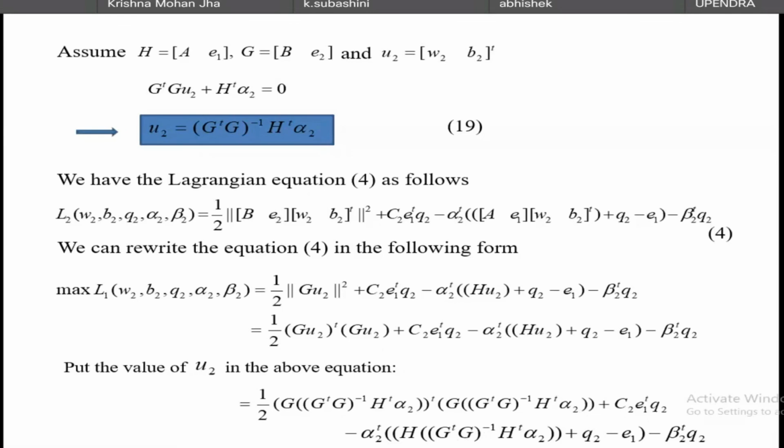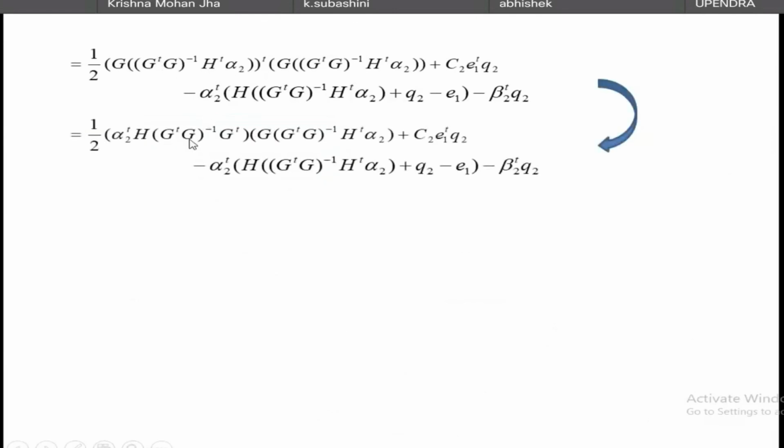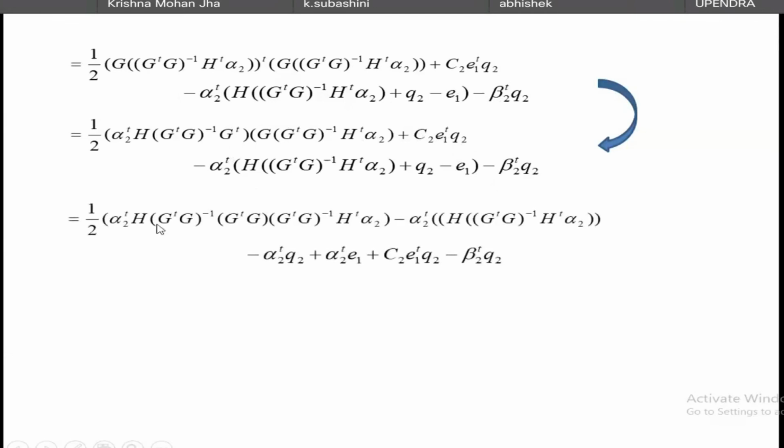When you are doing it in this manner, the transpose just comes inside. If you take it inside, everything will be reversed, and you just make it a transpose. So what I have done here: the transpose will come this side, so alpha 2 transpose, this H will be here, G transpose G inverse, this G transpose. And again this particular term will become here, plus C2 transpose Q2. All other terms will be the same. Now again you multiply these two things.